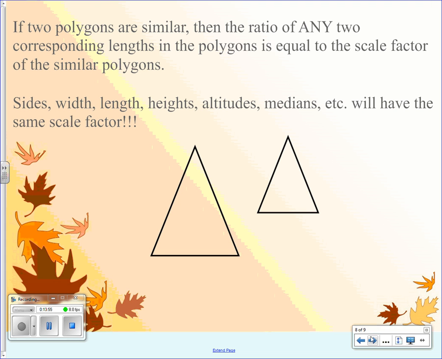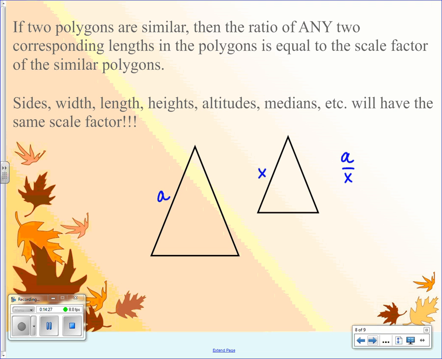Okay, the last thing that we want to talk about is that if two polygons are similar, then you need to know that the ratio of any two corresponding lengths of the polygon is equal to the scale factor of the similar polygon. So that includes sides, widths, lengths, heights, altitudes, medians. They're all going to have the same scale factor. So if we know that this side over here is A and this side is X, obviously these two triangles, if they're similar, have a scale factor of A over X or X over A.